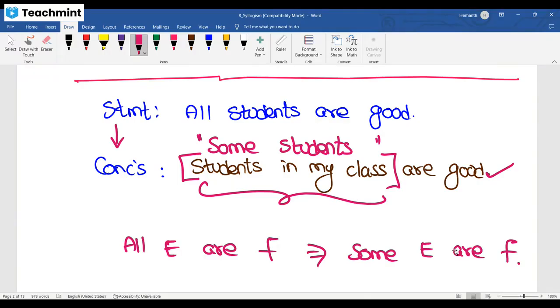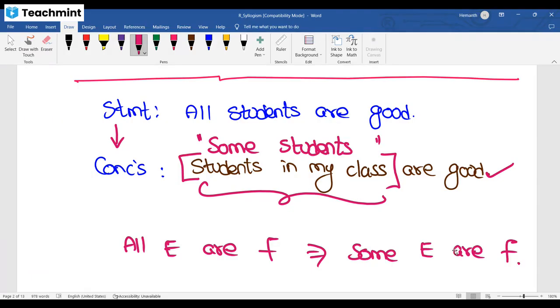Now, vice versa, is it correct? Let's think about vice versa also. Let's say students in my class are good. Does that mean all students in the world are good? I don't know about the remaining people; they may be good, may not be good. That's a doubt. When students in my class are good, I cannot claim all students are good. When some is given, writing all is a doubt. But when all is given, writing some is 100% correct.